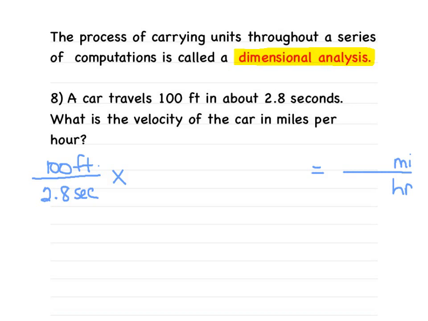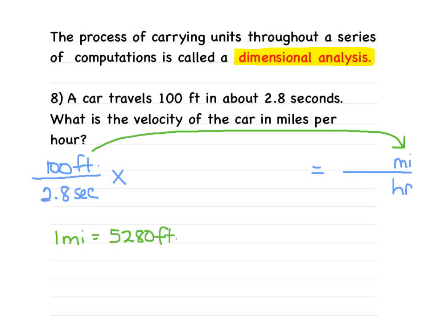So the first thing we need to know is how many feet there are in a mile, because remember, I want to go from feet to miles. To convert from feet to miles, I need to know that 1 mile is equal to 5,280 feet. Okay? That's something you should know by heart. So I'll write that conversion factor as a fraction: 1 mile over 5,280 feet.